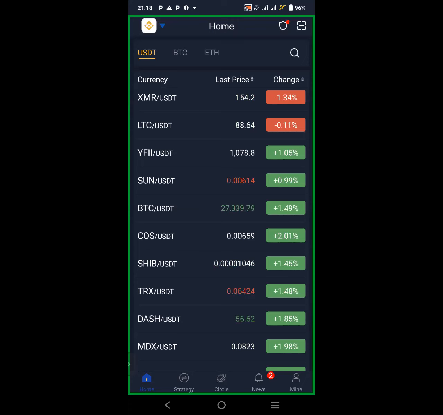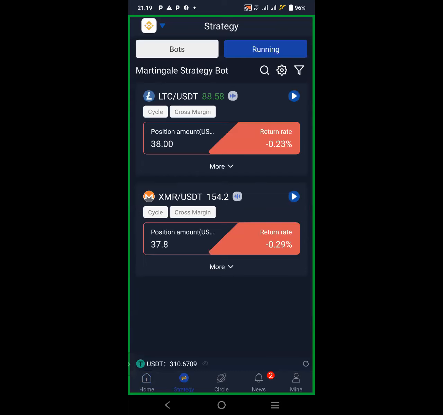To address your question on how to know the percentage of either a fall or a rise in the price of your assets, click on strategy. Click again on strategy. At the bottom. Now you can see your return rates. Your return rate for LTC is minus 0.25%. Did you see that? Yes. For XMR, minus 0.29%. And it's indicated in red color.